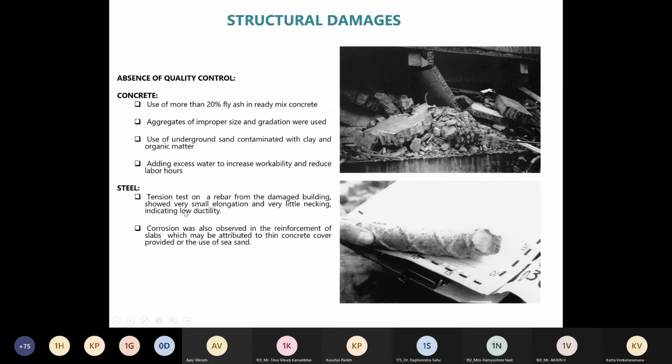Absence of quality control. And in the case of steel, a tension test on a rebar from the damaged building showed very small elongation and very little necking, indicating low ductility. And corrosion was also observed in the reinforcement of slabs, which may be attributed to thin concrete cover provided or use of the steel tank.